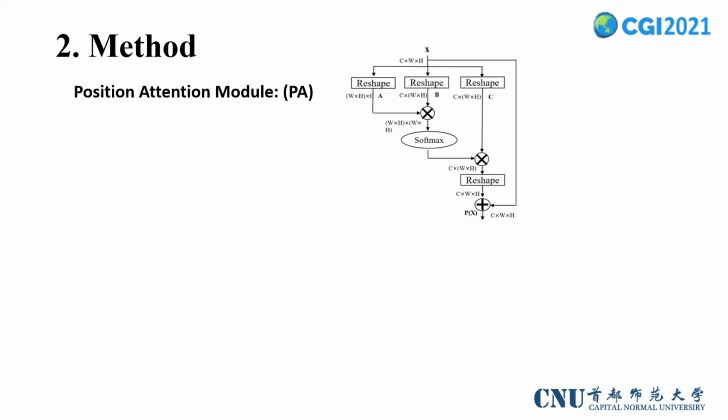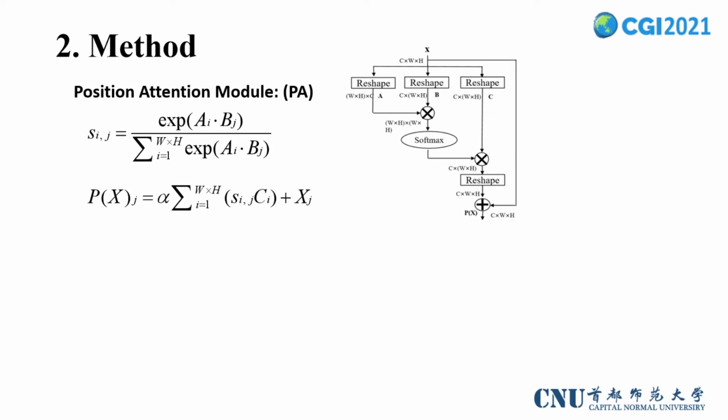As shown in the picture, for the PA model, we reshape the input feature maps into the required dimensions. For feature maps A and B, we use matrix multiplication and then activate by softmax. We multiply the activated feature map S with the feature map C and add the generated feature map to the original feature map X to get the final output result. Here, R is a linear scale parameter.